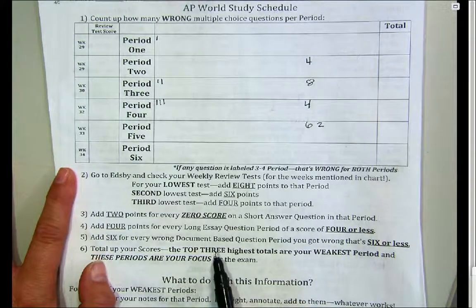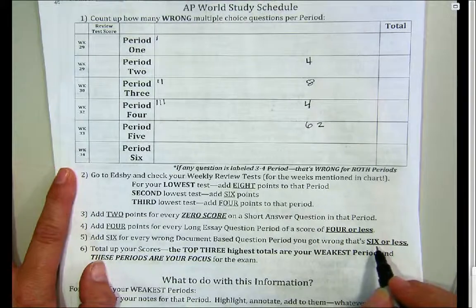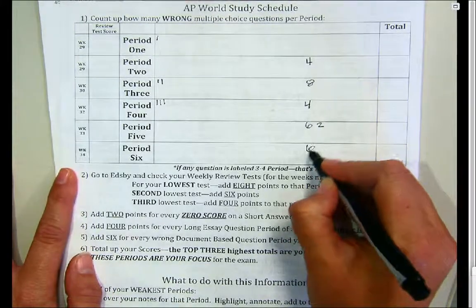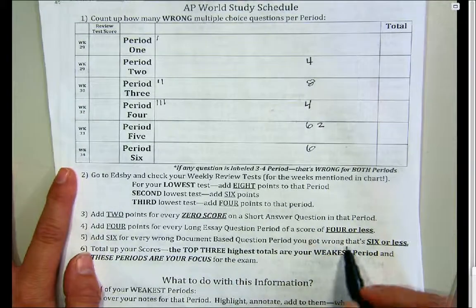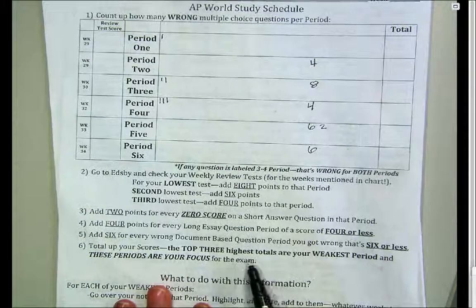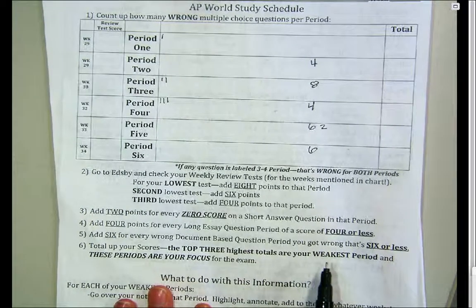Then you're going to look at your DBQ. Did you get 6 points or less on your DBQ? Then you're going to write 6 points for the period of your last DBQ, because I only got a 4. So, with that being said, that is how you calculate your stuff, okay?